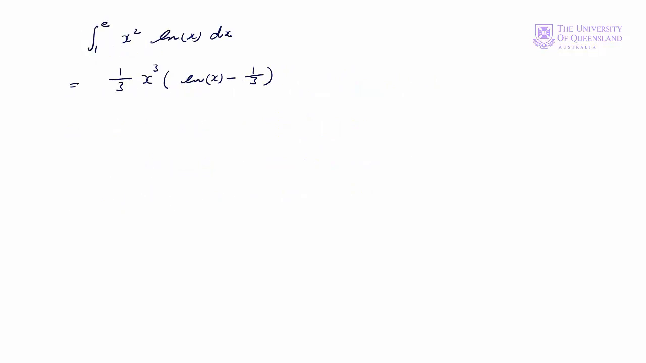To evaluate the definite integral, we start with the indefinite integral without the c, and we evaluate over the limits of integration. That's from 1 to e. Remember, e is just another number. So we'll evaluate our function for x equals e, and we'll subtract the value of the function for x equals 1. That'll be 1/3 e cubed times (log e minus 1/3).